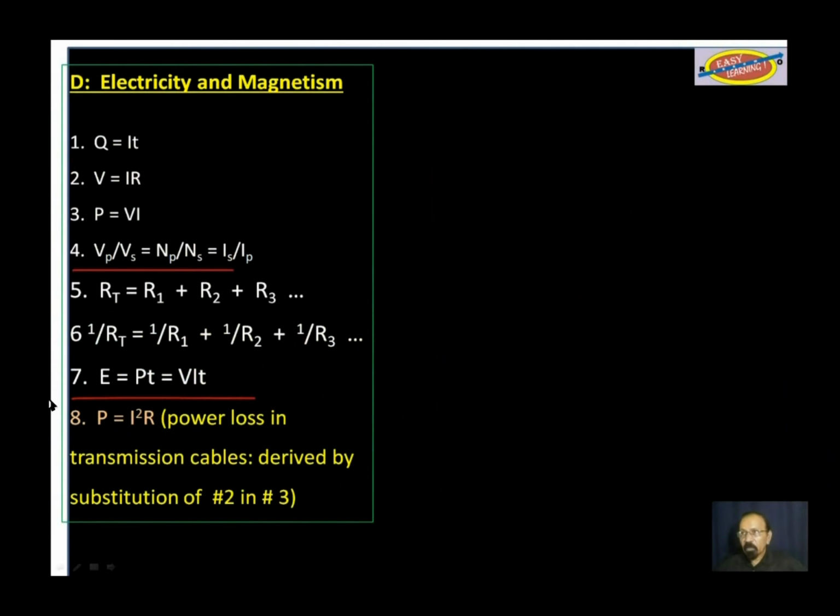So those four were done in the last video. We just completed these three, and now we have this last one to deal with at this point. P is equal to I squared R.